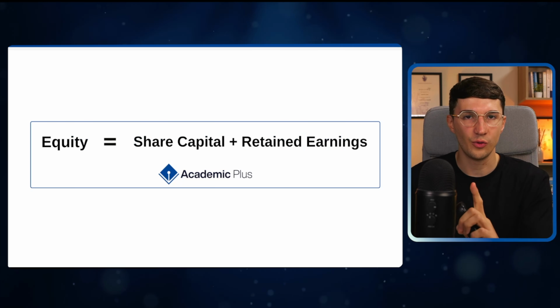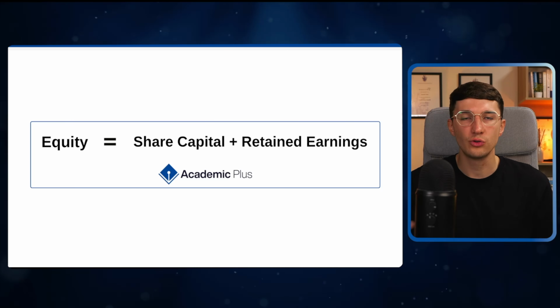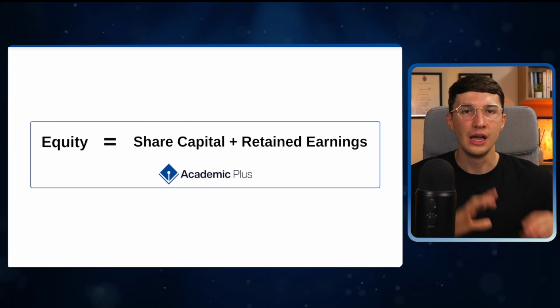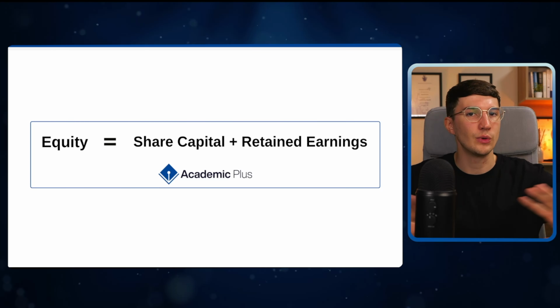And this is the formula here, and you need to know this formula. Equity is just your share capital plus your retained earnings. Now, what we mean by share capital is the amount of money a business gets from issuing new shares.